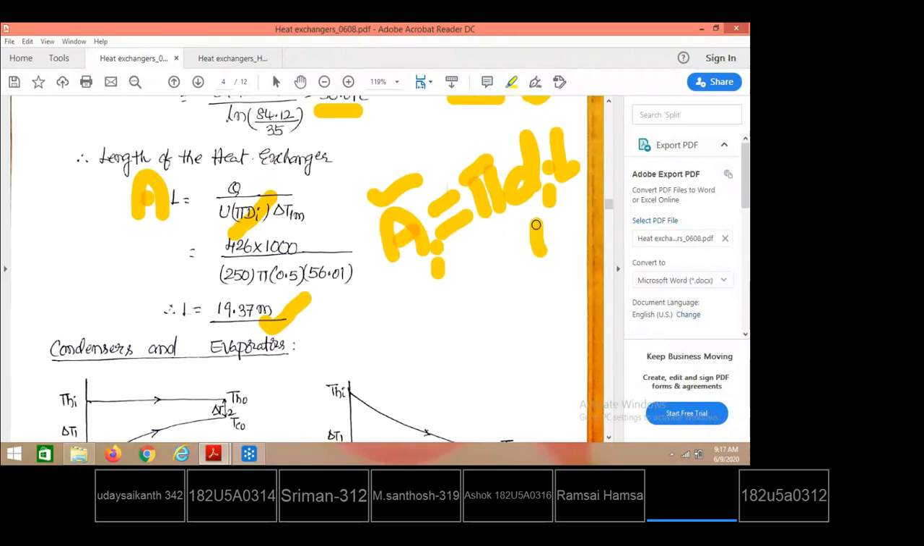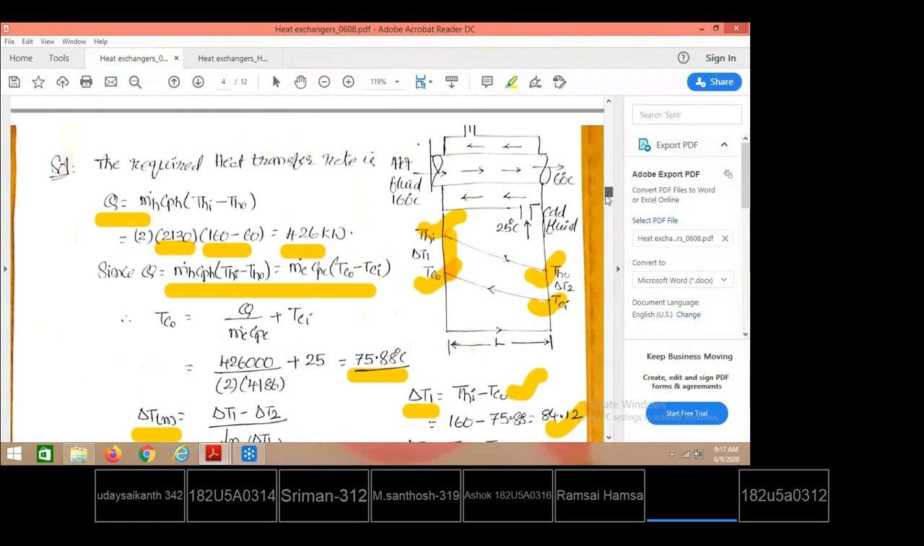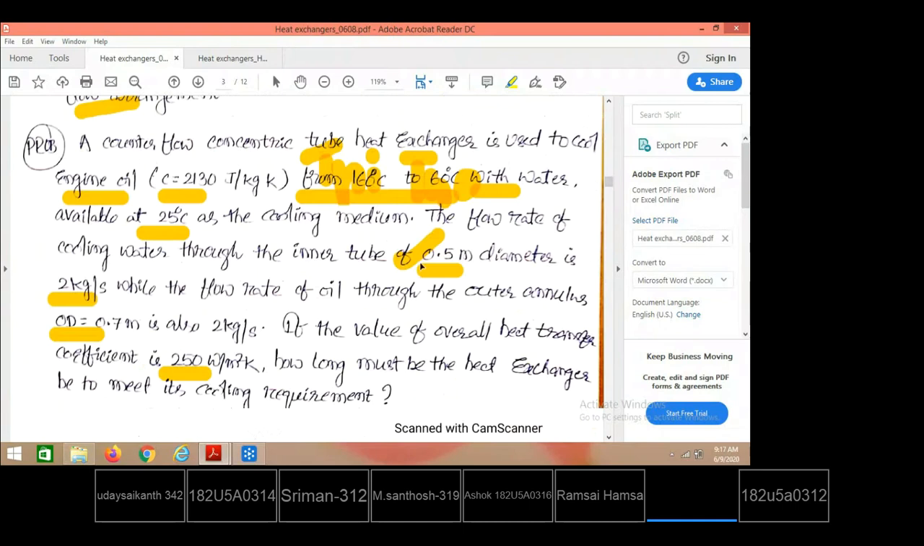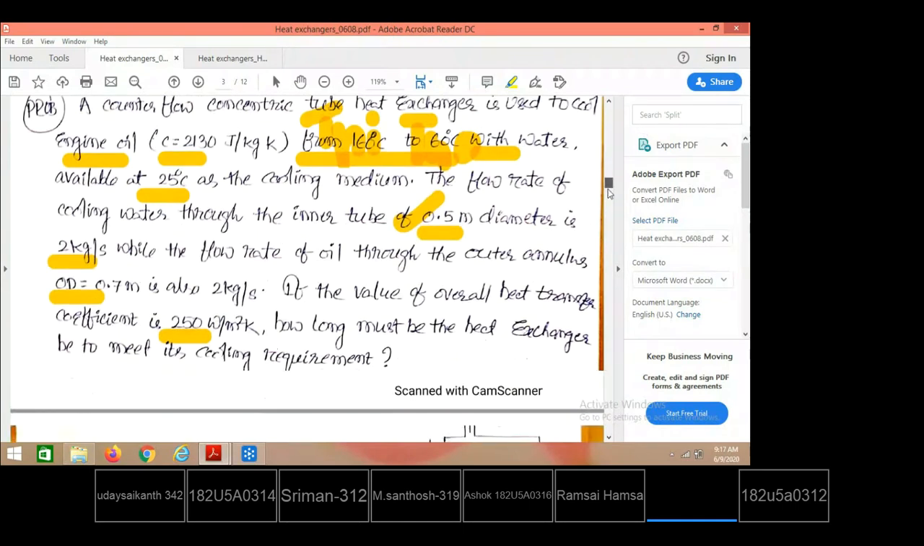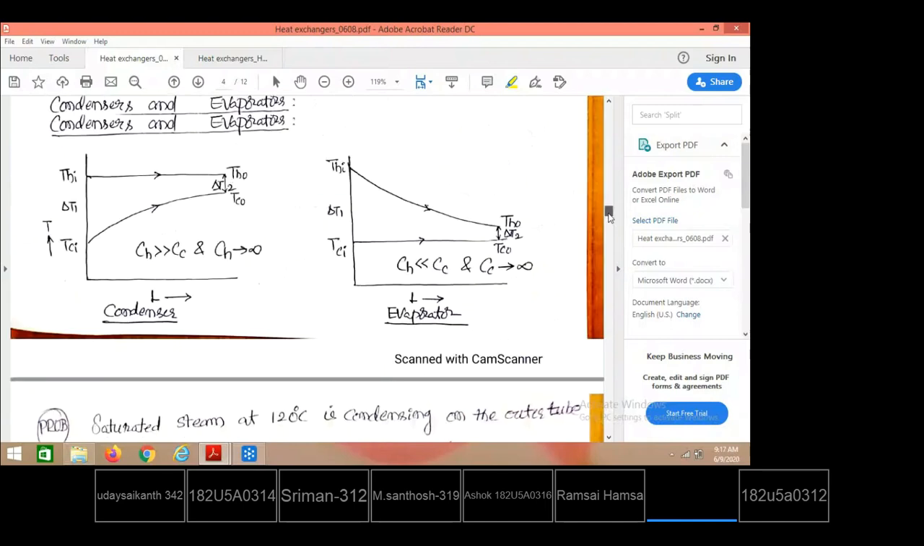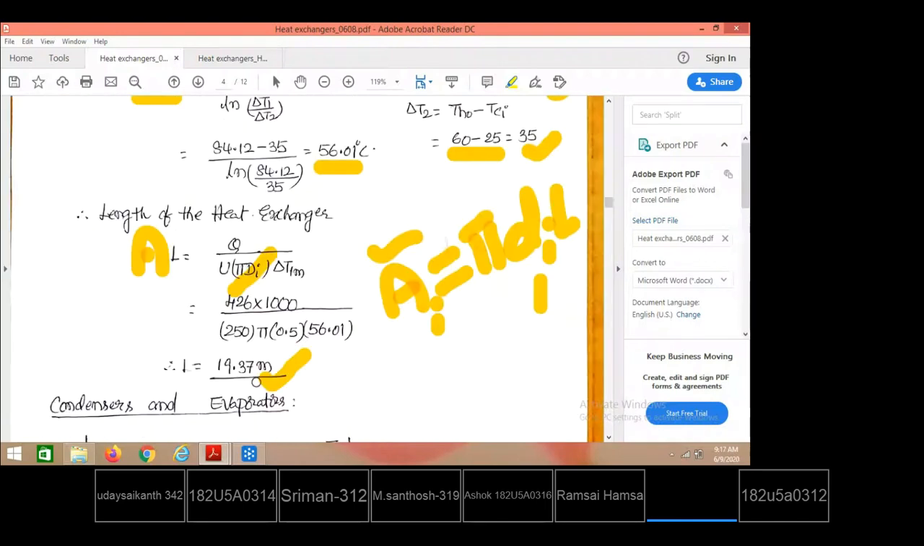The diameter of the inner tube they have given is 0.5 meters. If you see here, the inner diameter of the tube they have given is 0.5 meters. Then what is the length of the inner tube? That is what is fixed here. The length of the inner tube is 19.37 meters, which means automatically the outer tube length also must be the same length. It must have contact. Both inner tube and outer tube must be provided for 19.37 meters length.